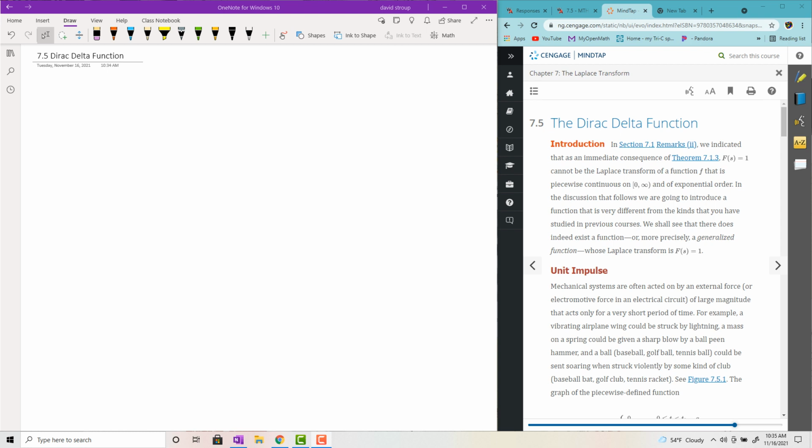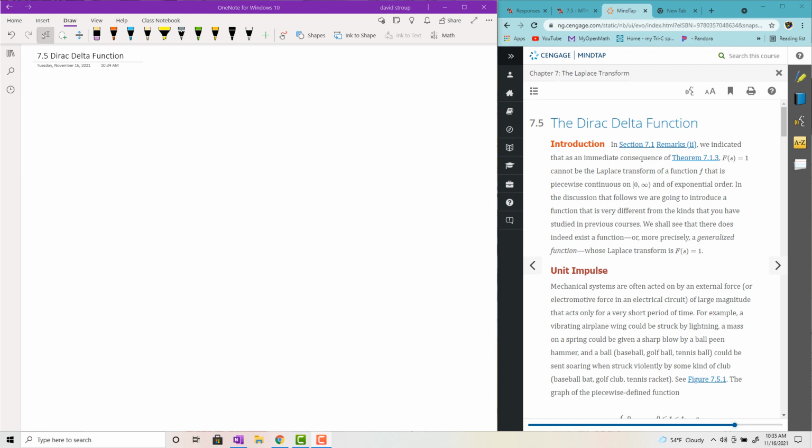Hey, welcome back. This is the last section in differential equations, section 7.5, the Dirac delta function. What we want to model is a mechanical system that's going along, and then all of a sudden somebody hits it, like with a hammer or something like that, and we want to model that scenario.